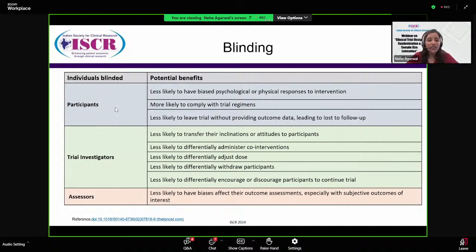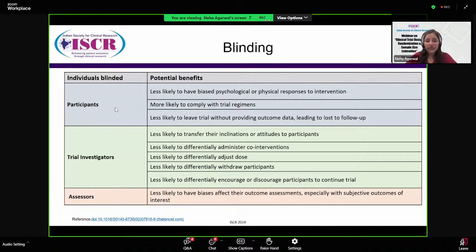Okay, another is the trial investigator. Now, as I mentioned earlier, if the trial investigator is aware of which treatment is administered to the subject, they might transfer their inclination, their attitude, to the participants. They might administer differently, or take decisions differently regarding the participants. They might differently withdraw the participants, adjust the dose, or encourage or discourage the participants to continue the trial.